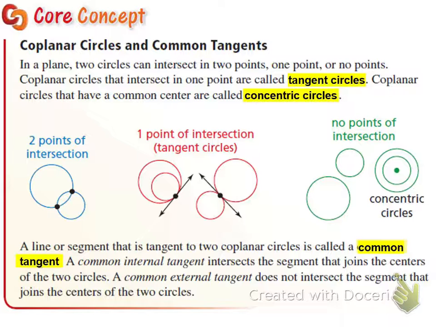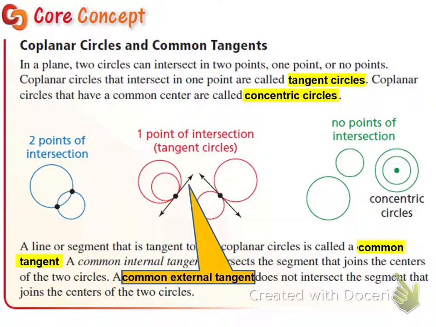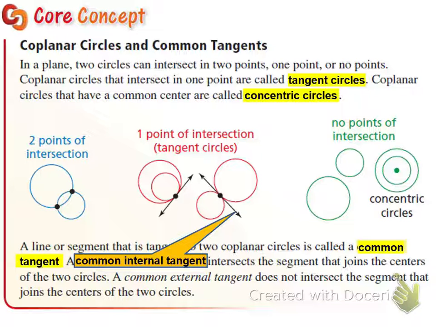There can be internal and external tangents. So, a line or segment that is tangent to 2 coplanar circles is called a common tangent. You can have a common internal tangent, like this one, or a common external tangent, like this one. I'll show you why one is internal, one is external. If I outlined the 2 circles in between them, this is an internal tangent. If I outlined the outer portion of these 2 circles, that line is external of both of them.